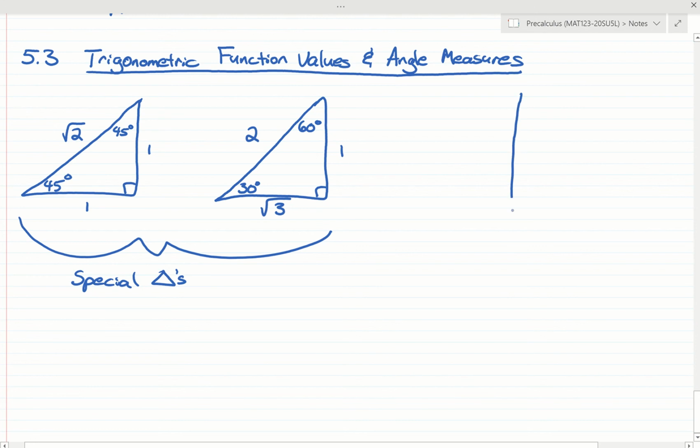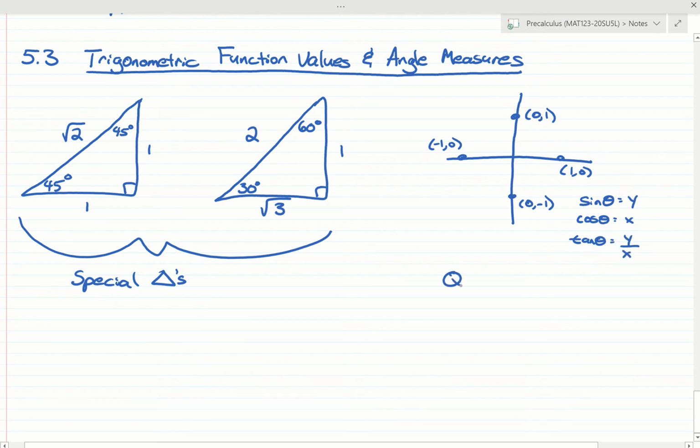Now don't forget, if our angle lands on an axis, it's called a quadrantal angle. And we use our points 1, 0, 0, 1, negative 1, 0, and 0, negative 1 to figure out their values. Sine, we talked about, was the y value of that point. Cosine is the x value. And tangent is the y value divided by the x value. We use this when we're talking about quadrantal angles.